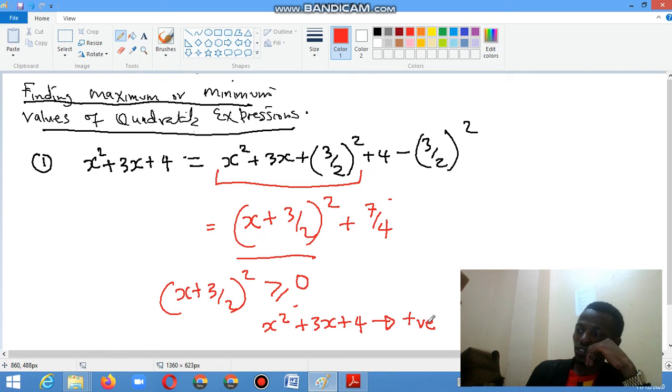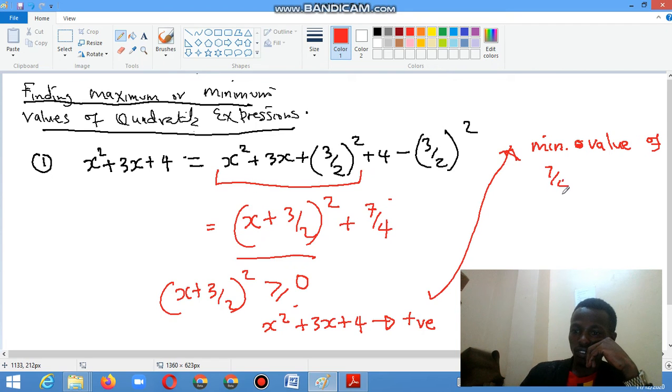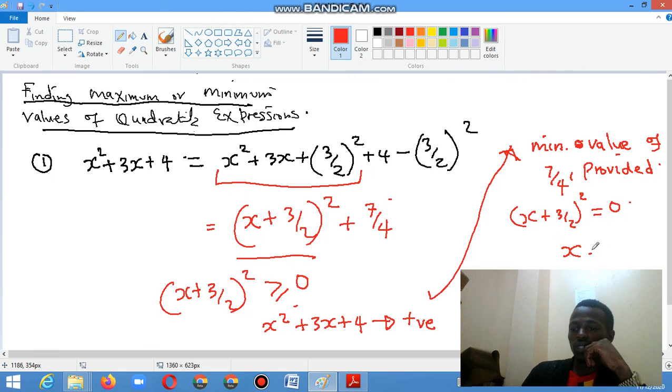That expression is always positive and will have a minimum value of 7 over 4, provided x plus 3 over 2, everything squared, is equal to 0. When I solve this, taking the square root, x plus 3 over 2 equals 0, so x is equal to negative 3 over 2. So as long as x is negative 3 over 2, that means the expression will have a minimum value of 7 over 4.